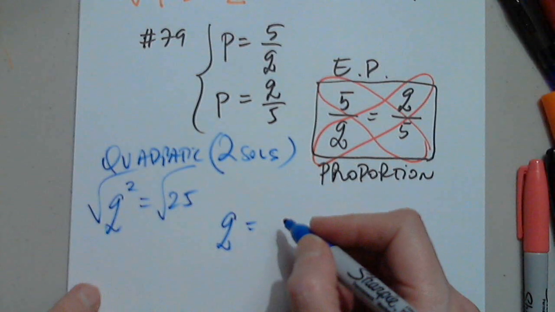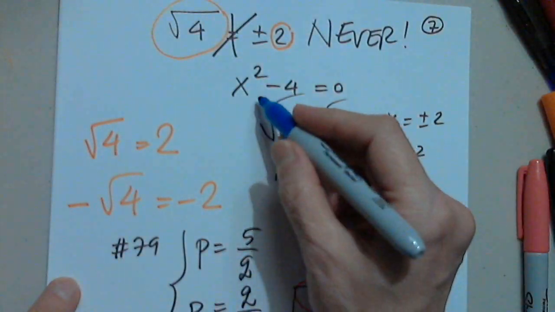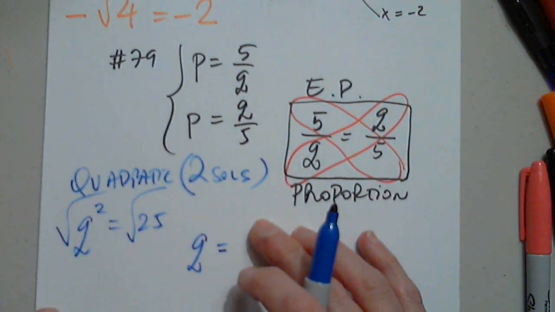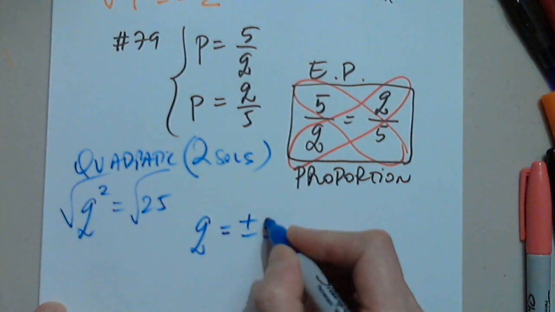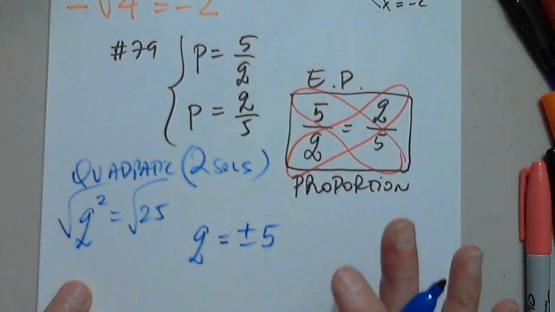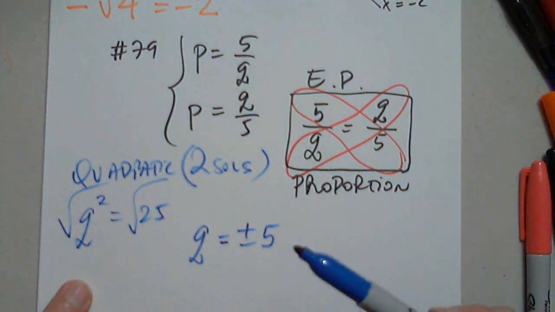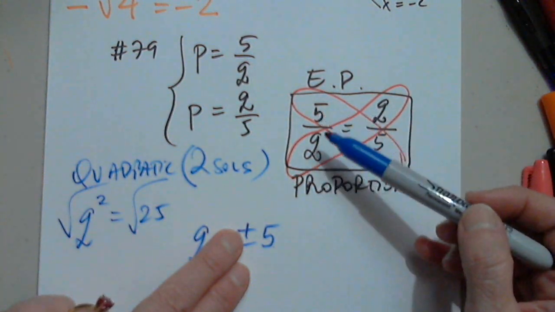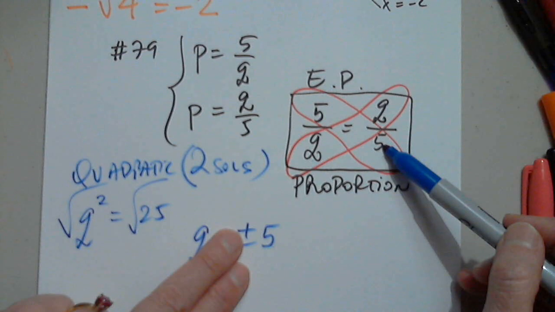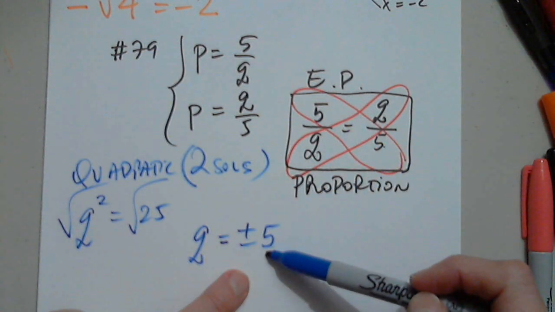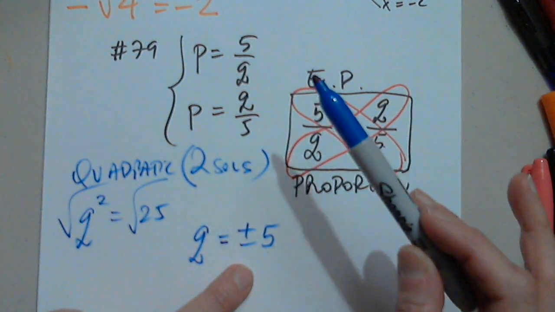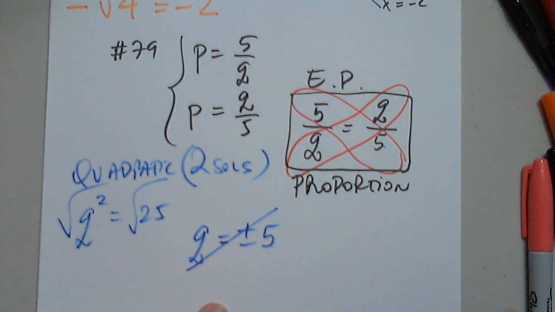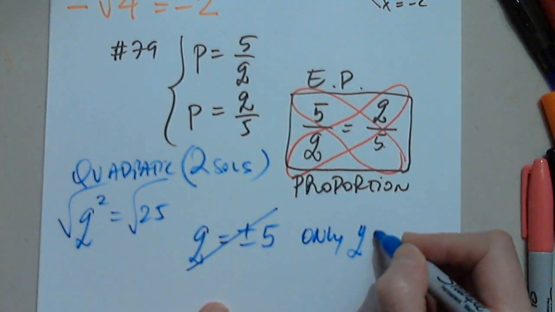Q equals 5. Two solutions. Q equals plus or minus 5. Perfect. Excellent. So now we have to decide. When I plug in 5 in here, 5 and 5, 5 over 5, 5 over 5. When I plug in -5, because we are talking about price and units, I will not include -5. I will say only Q equals 5.